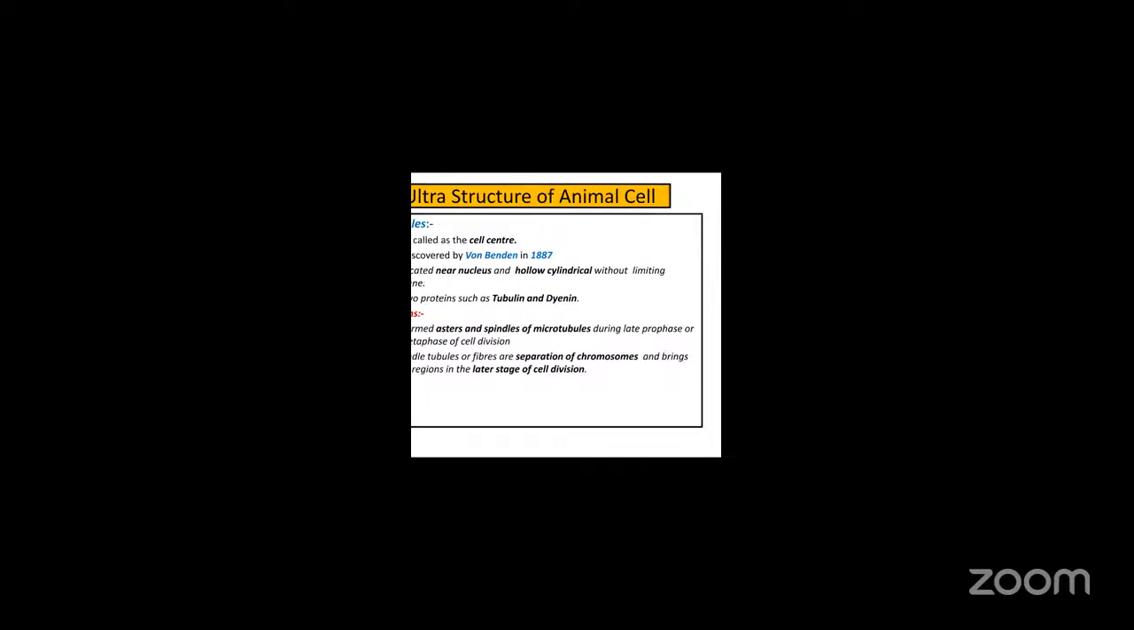The formation of the spindle tubules we observe during cell division, and it is basically the separation of the chromosomes. You see this separation during the later stages of cell division, where the chromosomes are distributed to the two different polar regions of the cell. So that is why centrioles have a very significant role to play.